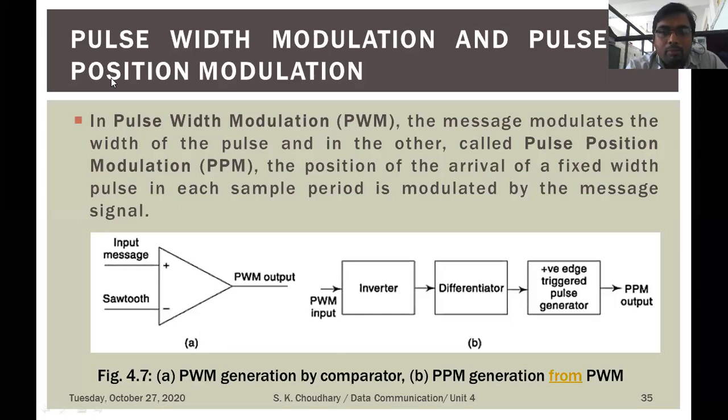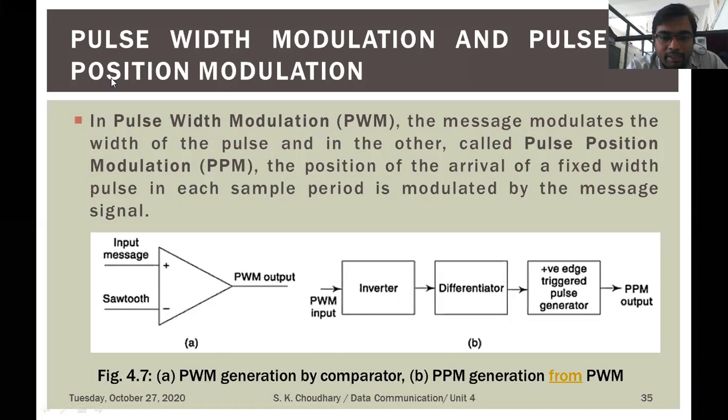Okay, so in pulse width modulation, the message modulates the width of the pulse, and in pulse position modulation, the position of the arrival of the fixed width pulse in each sample period is modulated by the message signal. So here I have shown you two diagrams.